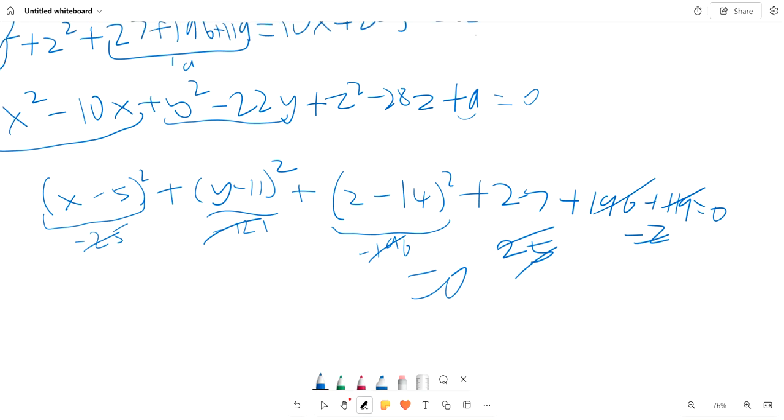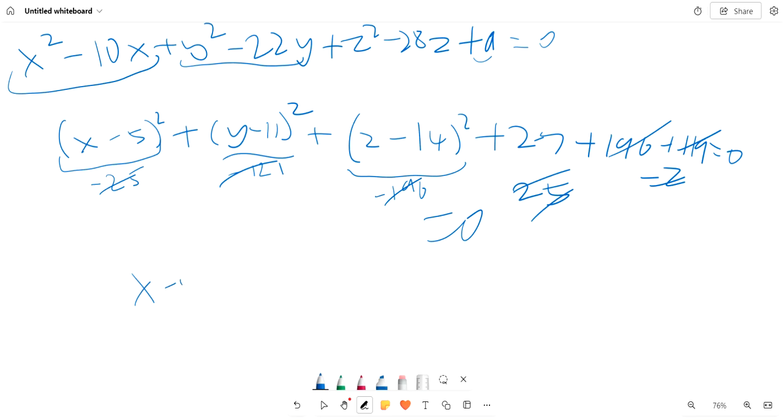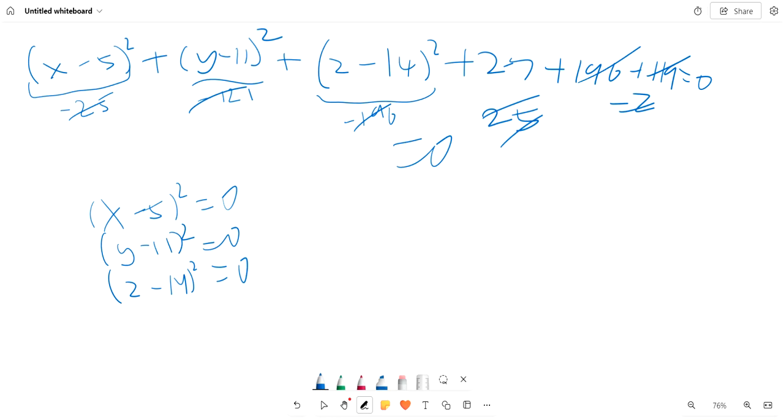So because these are squares, they have to be non-negative. And they can't be negative, so that means that each of them has to be 0. So basically x minus 5, squared, equals 0. y minus 11, squared, equals 0. And z minus 14, all squared, equals 0. And so this obviously means that x has to equal 5, y has to equal 11, and z has to equal 14.